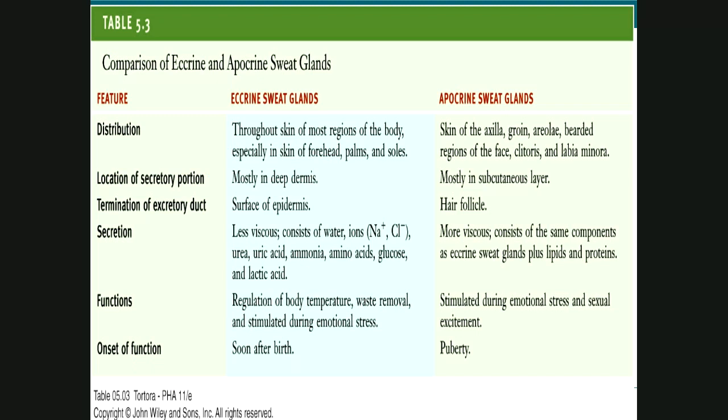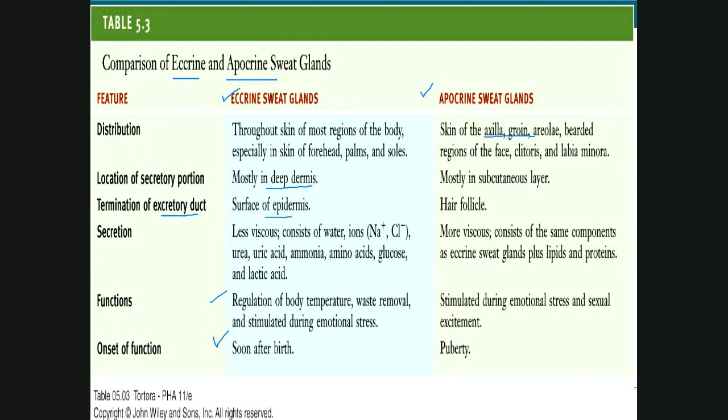So again, this is an overview of the difference between the eccrine sweat glands and the apocrine sweat glands. So eccrine are the most common. They're all over the body. They're mainly in the deeper dermis, and their surface where they secrete through an excretory duct is the epidermis. What's secreted? It's a fluidy material, mainly to regulate our body temperature, and this is active very soon after birth.